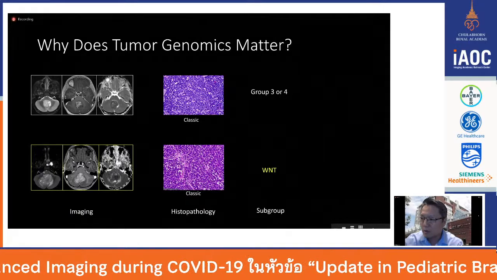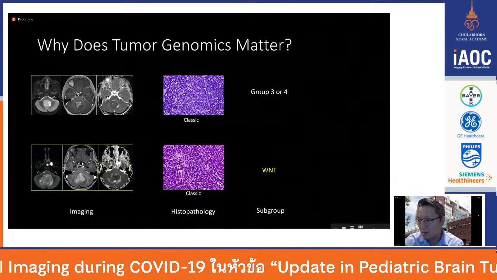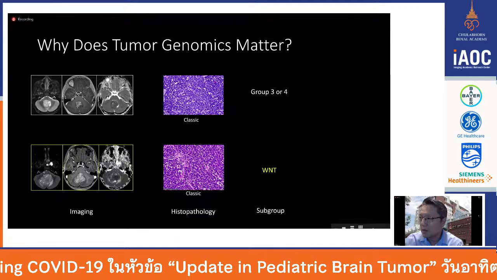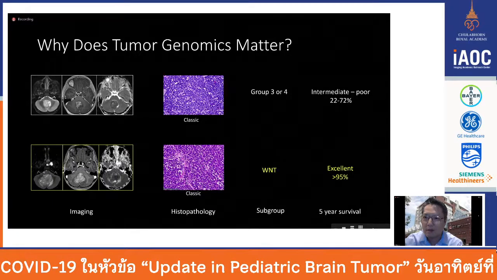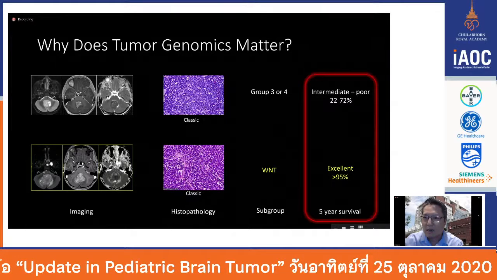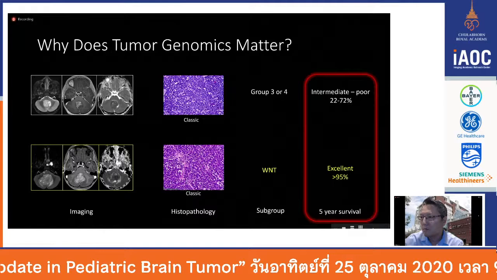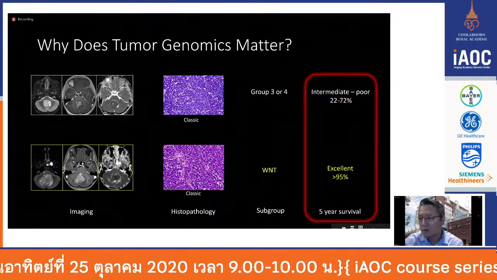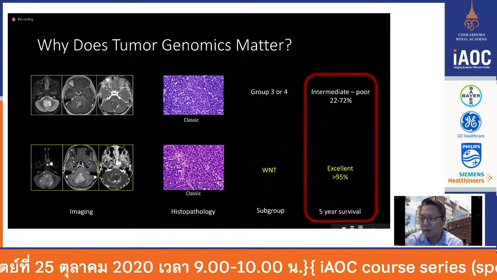But the bottom one actually is a WNT tumor. And so this was a wingless pathway tumor. And the big reason why this matters is because they have very different 5-year survival. So here in the WNT, you can see that they have an excellent 5-year survival of greater than 95%. And for group 3 or group 4, it actually has a range of 22 to 72%. So anywhere from intermediate to poor. And so this WNT medulloblastoma acts like a benign tumor, right? It's a high-grade tumor, but actually acts like a benign tumor. And so the genomics really matters because their outcome is so different.